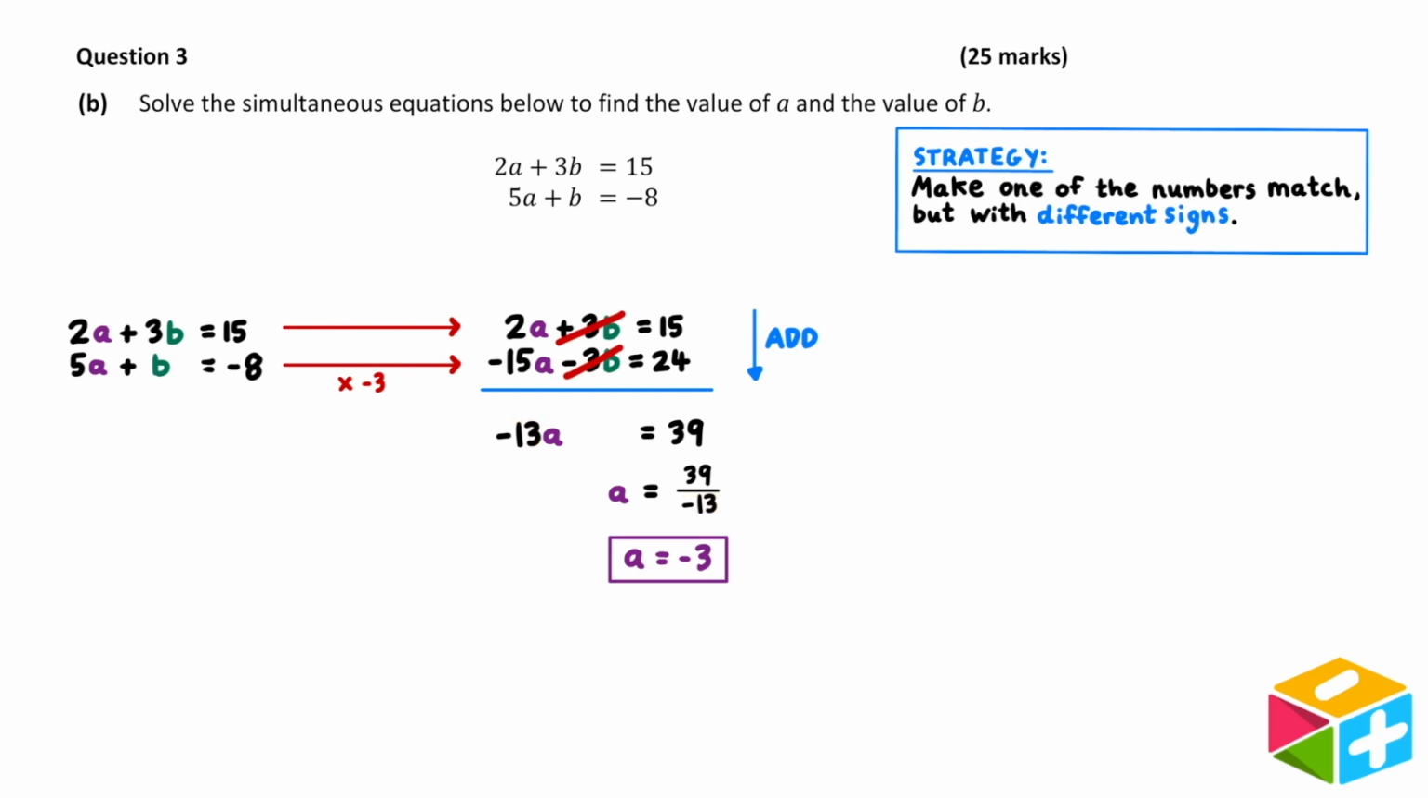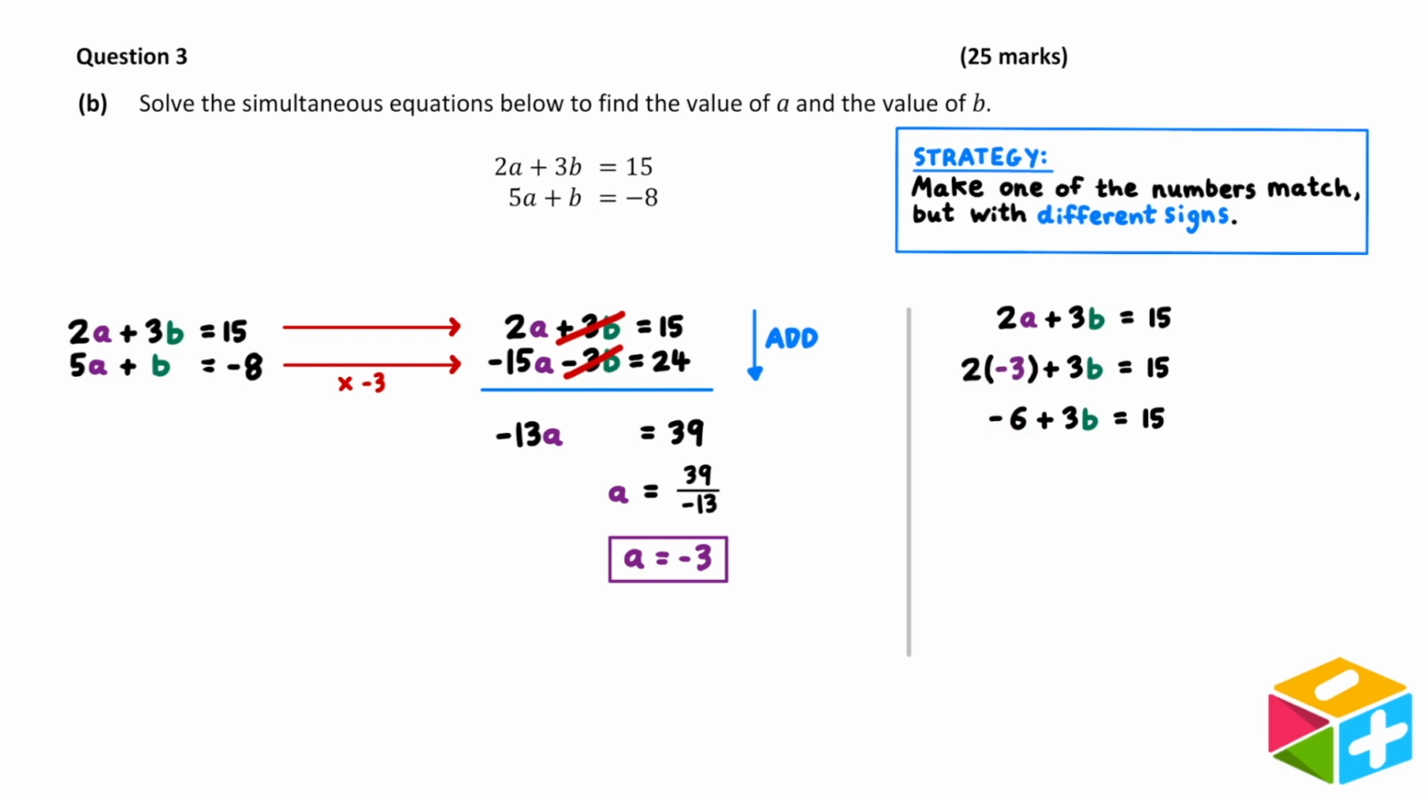We're not done yet. We were asked for the value of b as well as the value of a. To find this, we can take one of our original equations and substitute in the value of a we found. Here, I'm going to take the first equation, 2a plus 3b equals 15. We found that a is -3, so we can sub this in. 2 times -3 is -6, so we get -6 plus 3b is 15.